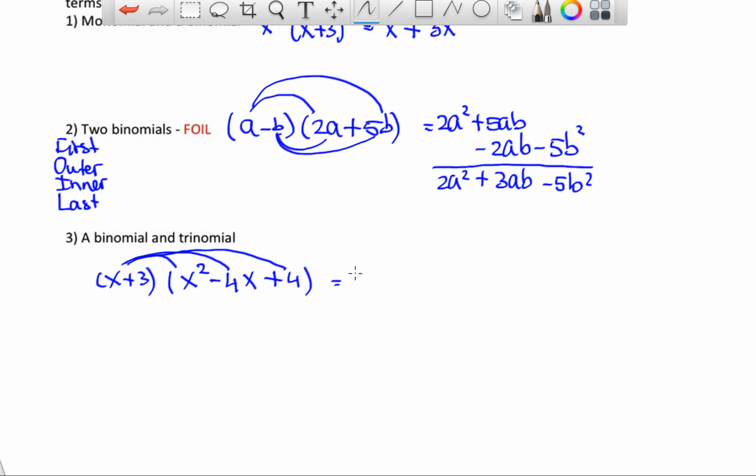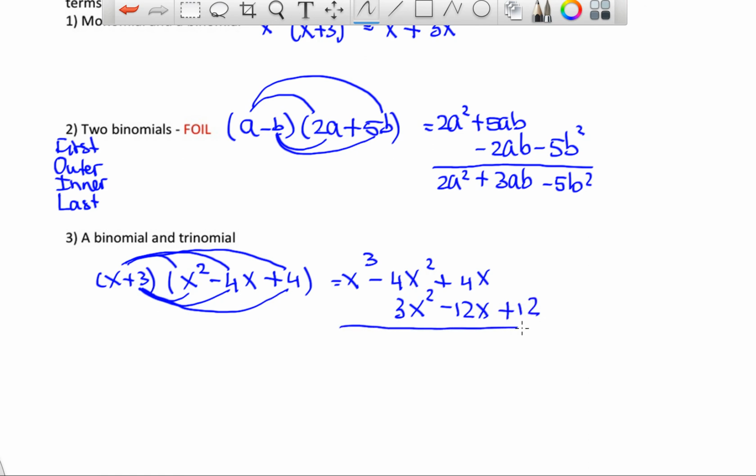So x times x squared is x cubed. x times a negative 4x is a negative 4x squared, and x times 4 is plus 4x. Then this 3 needs to multiply that x squared, that negative 4x, and that 4. So plus 3x squared, and again, I'm going to line things up as I go. And 3 times a negative 4x is minus 12x. And 3 times 4 is 12.